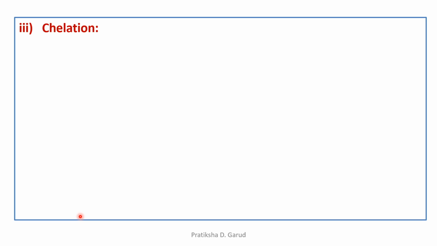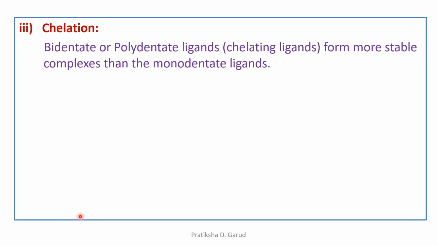The third factor which affects the stability of the complex is chelation. That is the formation of the complex by using chelates or chelating ligands. Chelating ligands means bidentate or polydentate ligands. They form more stable complexes than monodentate ligands. Why is this so? Because they have more donating groups or donor atoms. Therefore, they form stable complexes.